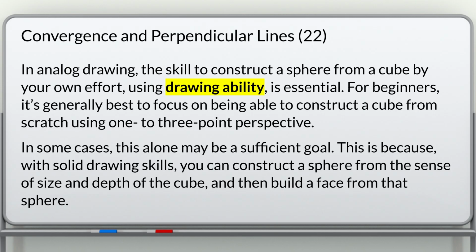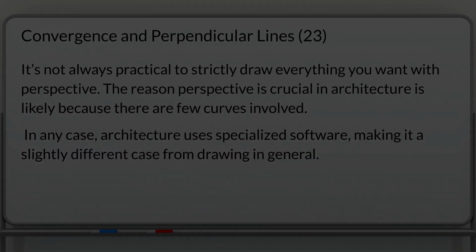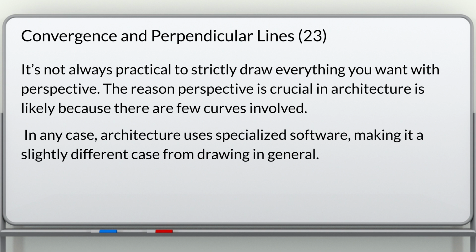This is because, with solid drawing skills, you can construct a sphere from the sense of size and depth of the cube, and then build a face from that sphere. It's not always practical to strictly draw everything you want with perspective. The reason perspective is crucial in architecture is likely because there are few curves involved. In any case, architecture uses specialized software, making it a slightly different case from drawing in general.